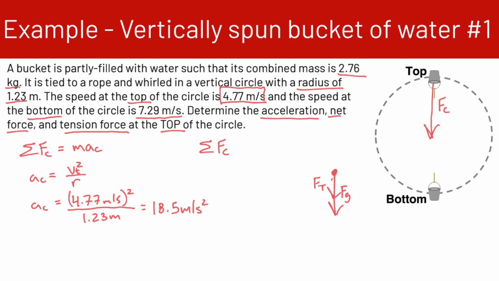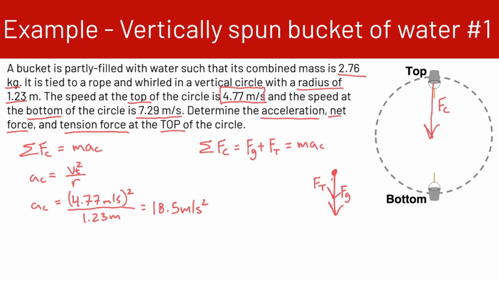So we want to figure out the sum of forces first because we're looking for the net force. Remember that the force pointing into the center of the circle is positive. So here we have Fg plus Ft. That is the sum of forces. Those two forces together make up our sum of forces, but we don't know the value for the tension force. So we've got to figure that out first before we can figure out what the net force equals. So this together is equal to mass times the centripetal acceleration.